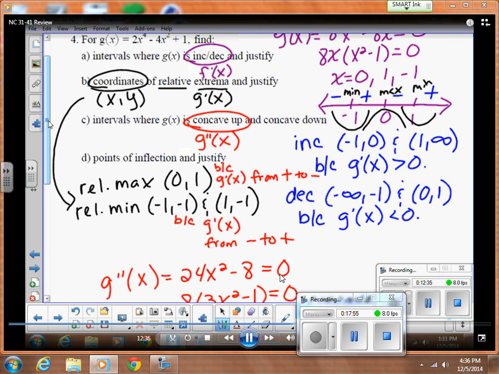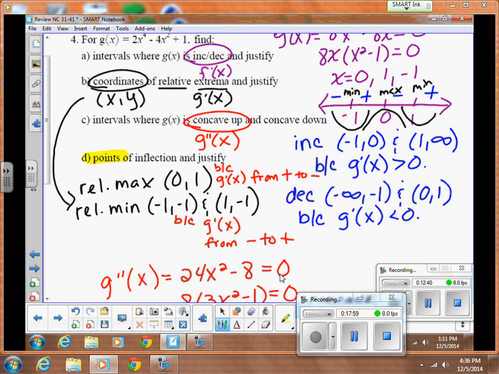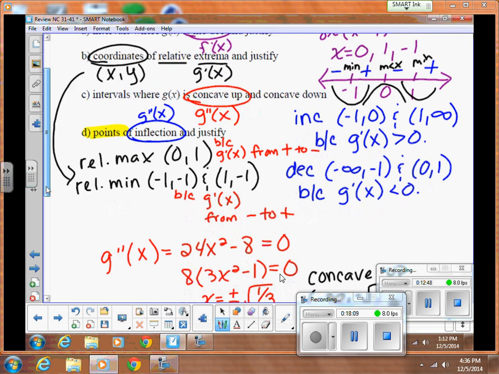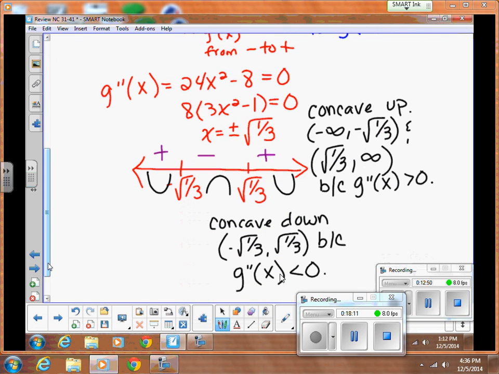Now, part D, points of inflection and justify. Points means I must be giving an answer in the form of an x and a y. So point, inflection, I should be working with the second derivative. Well, we just did that in part C. Our points of inflection were both the positive and negative square root of 1/3 because it actually did change signs. So a point, I need an x and a y.